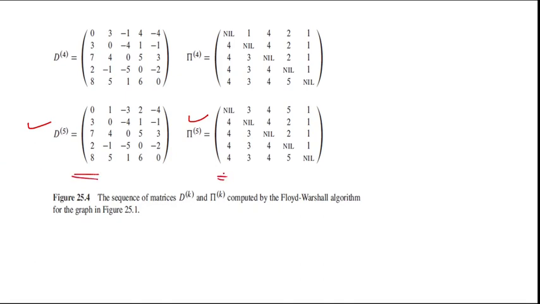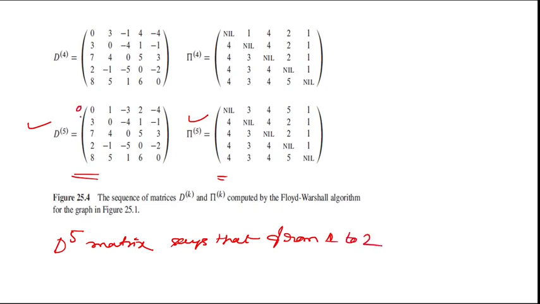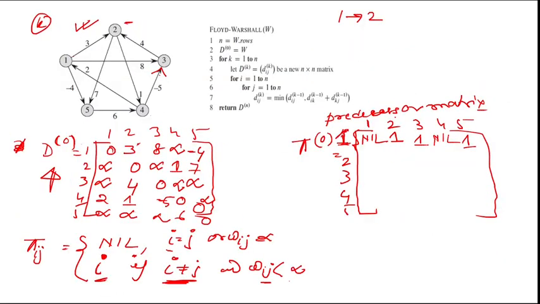Now what does it say? The D5 matrix says that from 1 to 2, the minimum distance is 1. This is the final outcome. You should go via vertex 3. Now if you see the graph, the minimum distance from 1 to 2 is 1, and you should go via 3. If you go via 3, it will be like this.